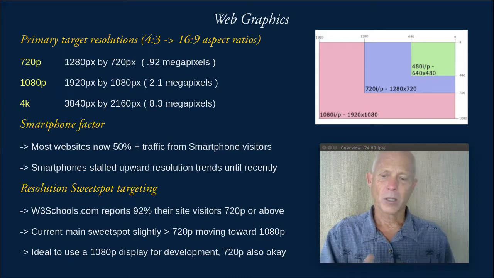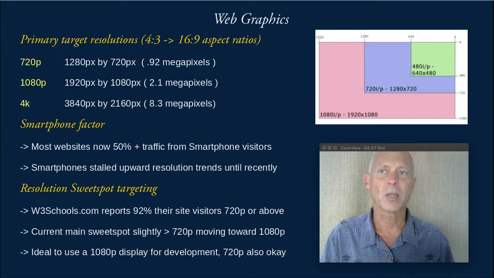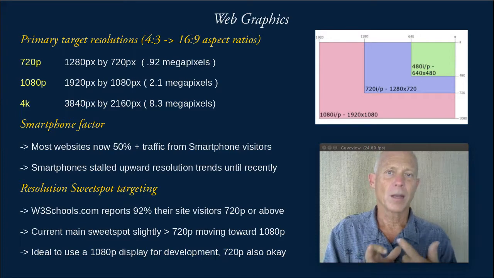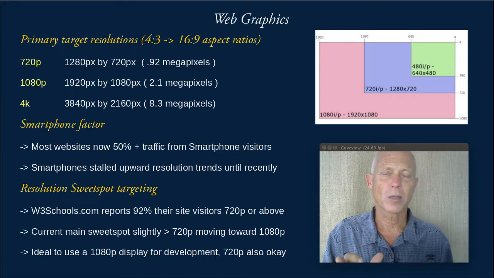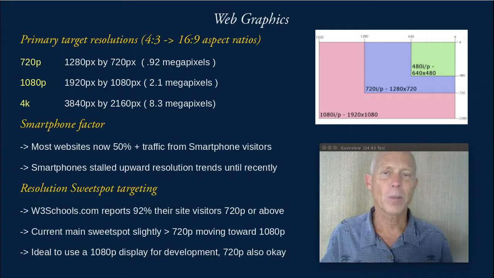Another thing that's mentioned on this slide: smartphones stalled upward resolution trends until recently. So going back 10 plus years ago, more and more people started to visit our websites using a smartphone that had 640 pixels across, maximum of 800. Initially they were like 480 pixels. When they were really small, we didn't take them seriously. We're like, yeah, come on, don't bother me with that.